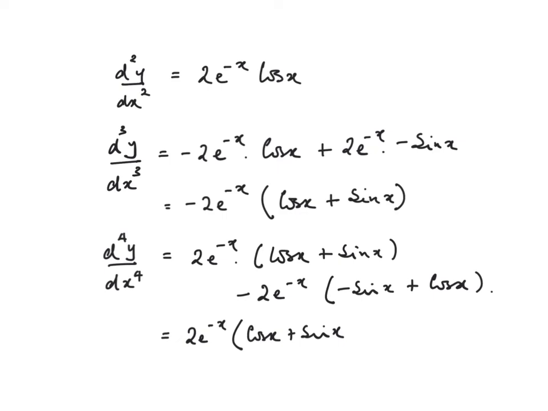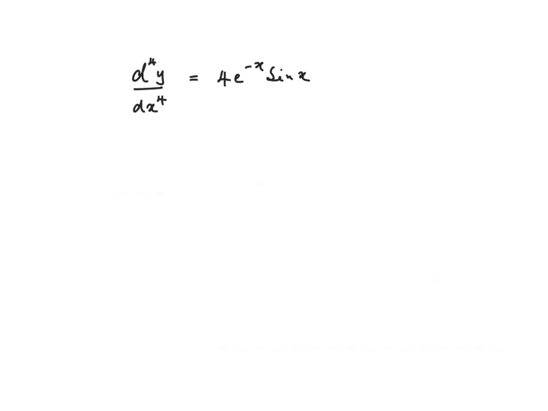Now what I'm going to have to do, if I take out the 2e to the minus x, that means we're left with a negative, so negative negative gives us positive, and negative positive gives us negative, and then we have the cosine terms cancelling, and 2 sine x times 2, so that's 4 e to the minus x sine x. So this is where we're at just now.